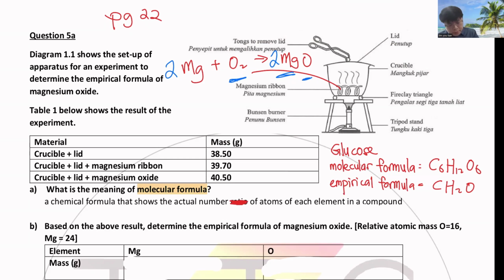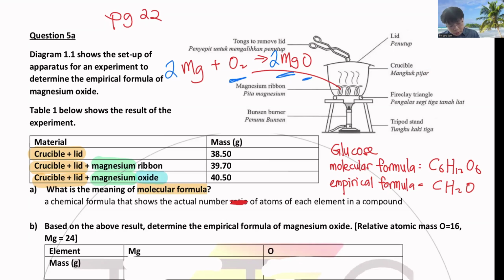Then after that, this is the empty crucible. So the first mass is the empty crucible. Second one is you add in your magnesium. Then the third one, after burning, you actually form the oxide.